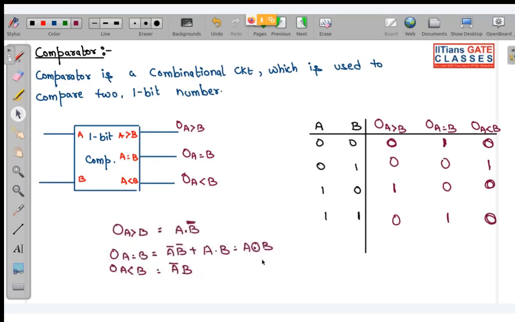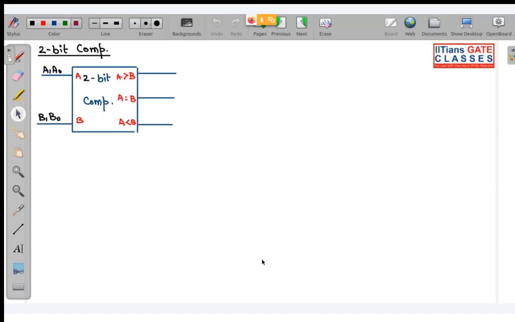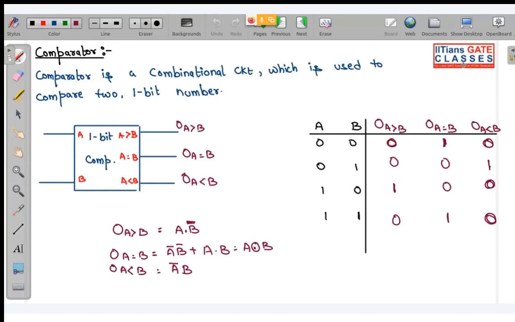So these are our results for the 1-bit comparator. Tell me if this is clear to you or not. Is this clear? Now let us do it for 2 bits. 2 bits means A will look something like A1 A0, and B will look like B1 B0. Shubham, you want to ask something? Sir, the last slide, I was noting.